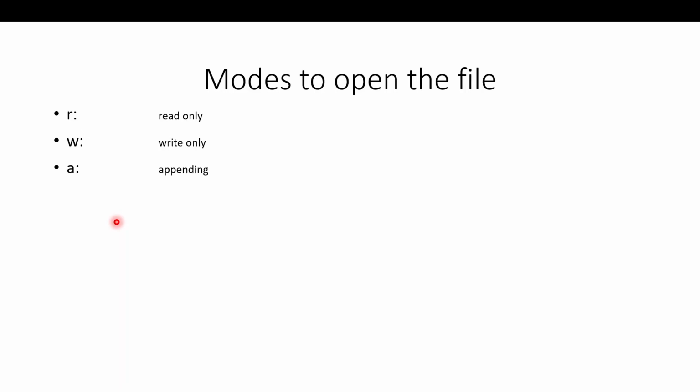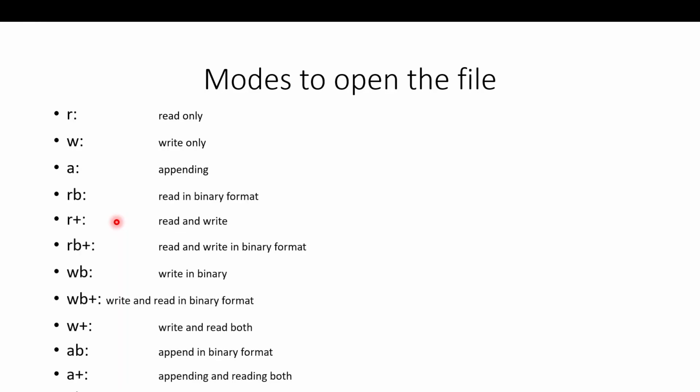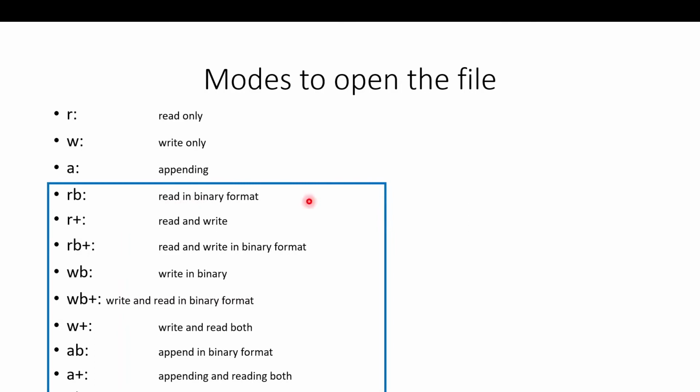In this case the file pointer is placed at the end of the file. If the file doesn't exist it will create the file, and if the file already exists it will append the data at the end of the file. And similarly there are other modes as well.